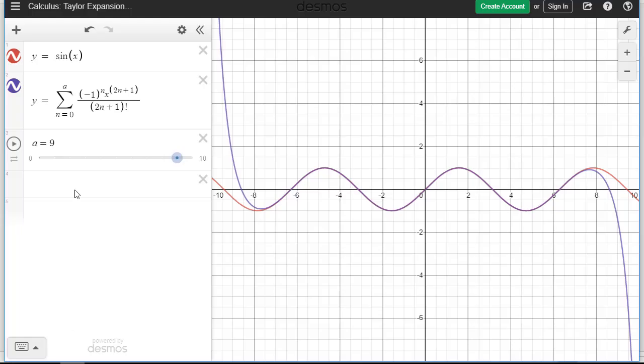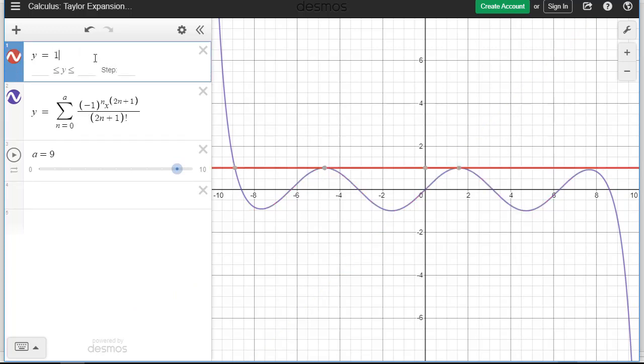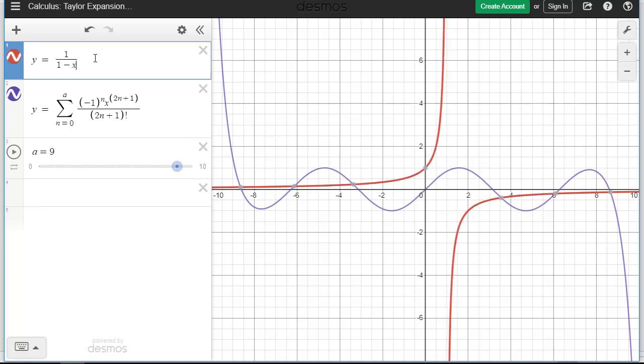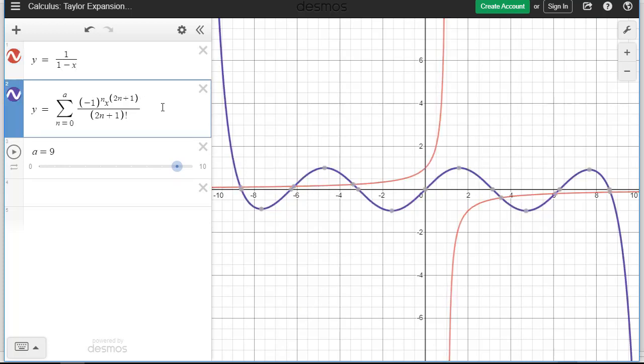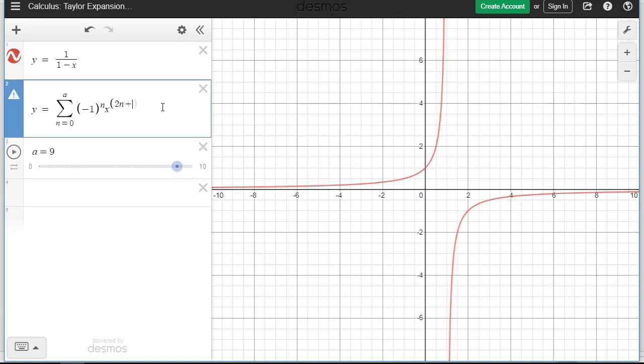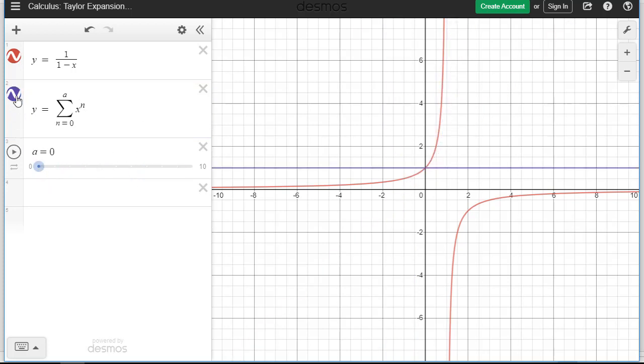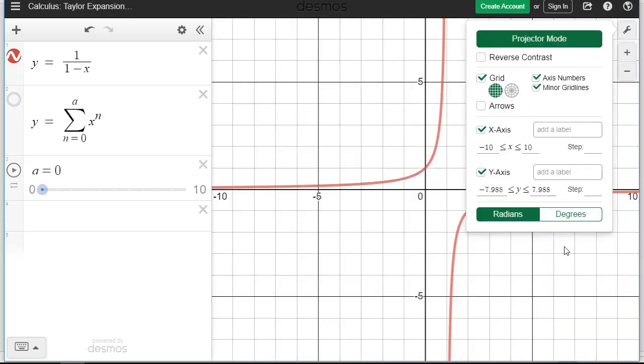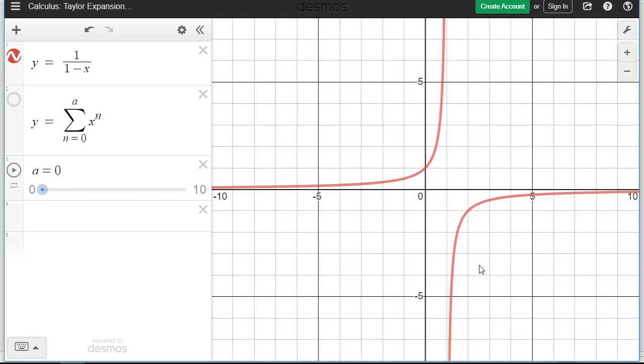So I'm going to come back to Desmos, so I'm going to type this in. So I'm going to replace f of x with 1 divided by 1 minus x. Then I'm going to replace the series with x to the n that we had there. I'm just deleting everything, x to the n. So there's that series. Now I'm going to go all the way back, and let me turn this off for a moment. So let me turn on projector mode. So here's my function 1 over 1 minus x that I'm graphing.